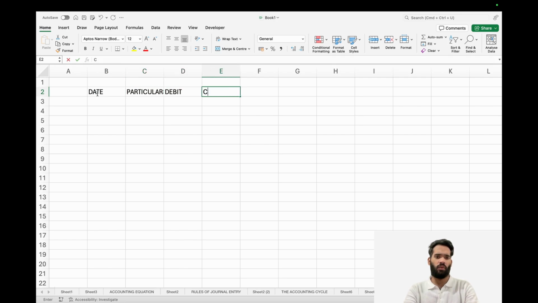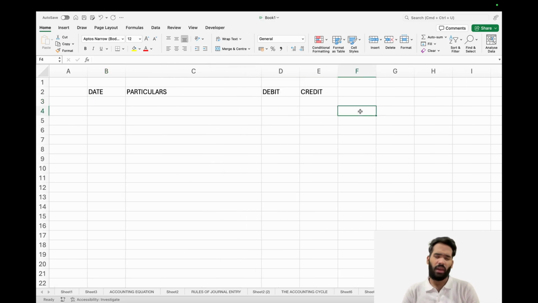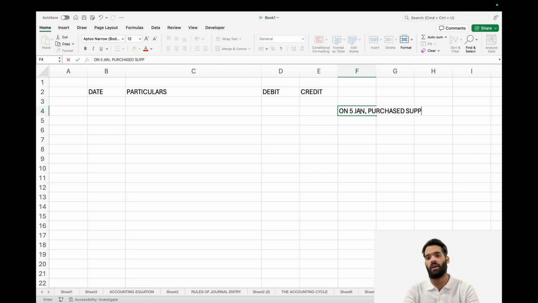For example, one of them would be supplies. So just to explain, what do we mean by supplies? Supplies in accounting obviously refers to, let's say, stapler, the printing paper, all of these small things that you cannot record individually by their own name because they are very low value assets. So we just call them supplies. So if I say on 5th of January, purchased supplies for $14,000 cash.